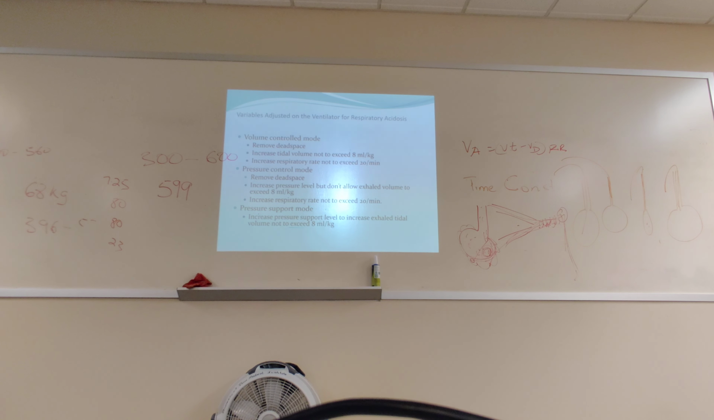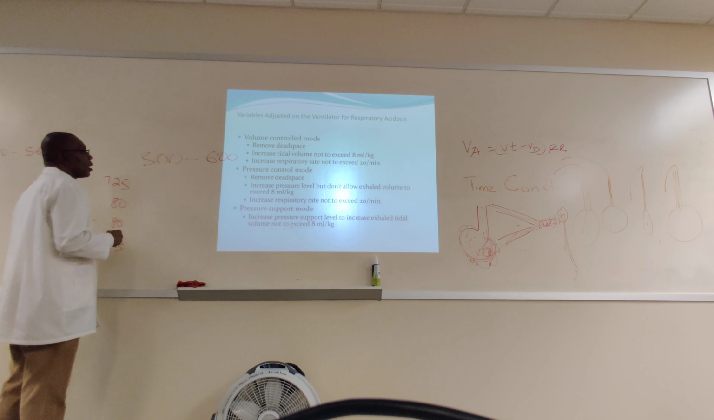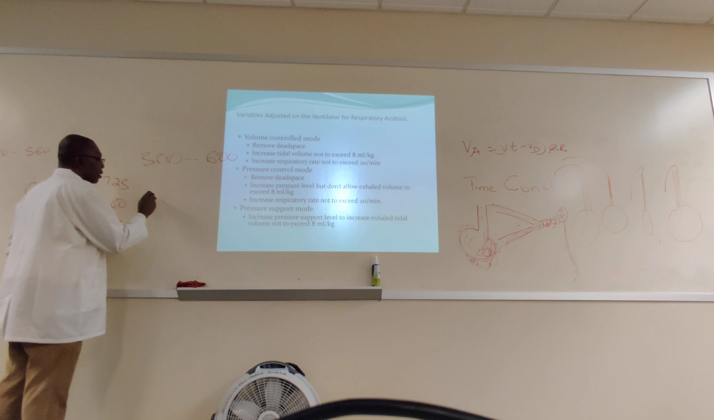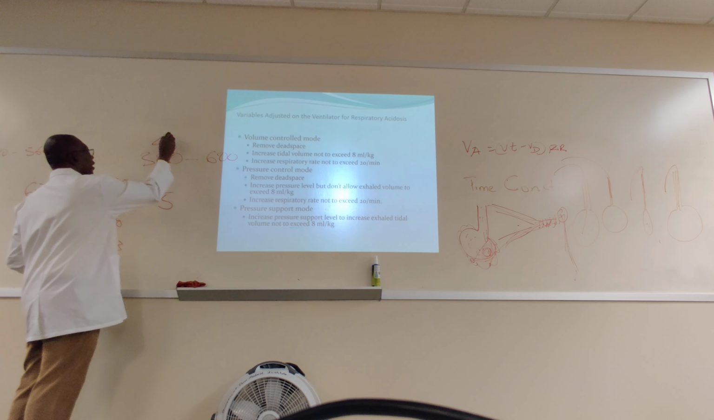All right, patient is on pressure control mode, and they have respiratory acidosis. What are you going to adjust? Remove or decrease their dead space, if they have any amount of dead space. The next thing is you increase pressure. Remember, on pressure control, we don't set tidal volume, we set pressure, and the pressure generates volume. So we are looking at exhaled tidal volume. Now, here's my patient. Let's say my patient is currently on a pressure of 15, and my exhaled tidal volume is 450.